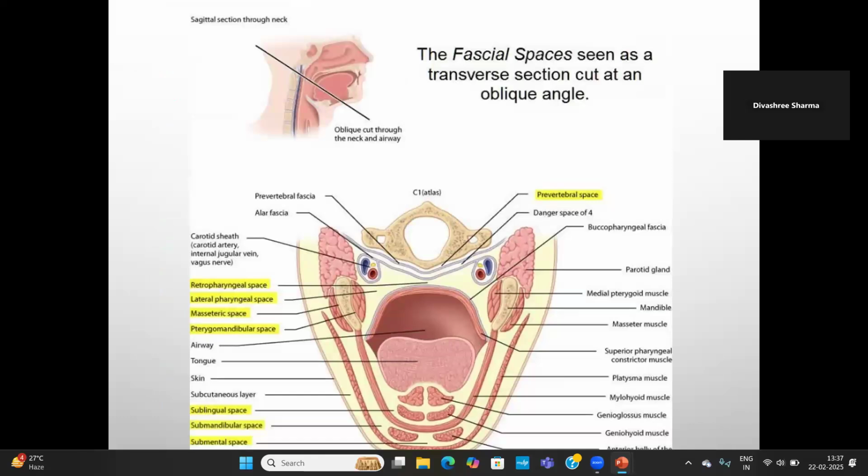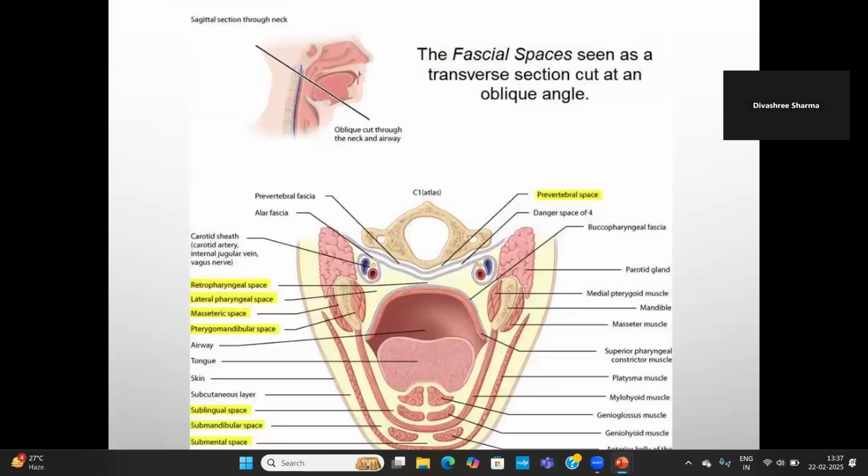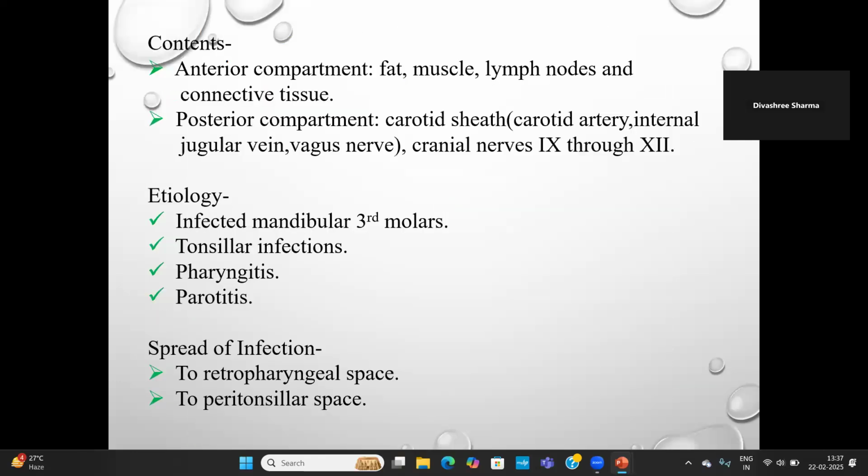So, the styloid process will divide it into two parts. The anterior compartment would contain fat, muscle, lymph nodes, and connective tissue. The posterior compartment, as we discussed, would lie somewhere here and it encompasses the carotid sheath, which contains the carotid artery, the internal jugular vein, the vagus nerve, and the cranial nerves.